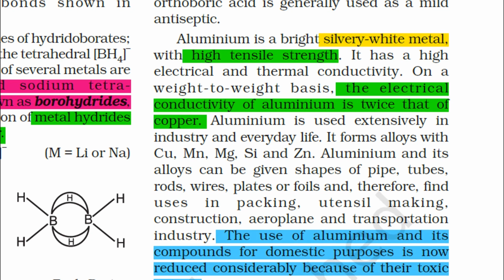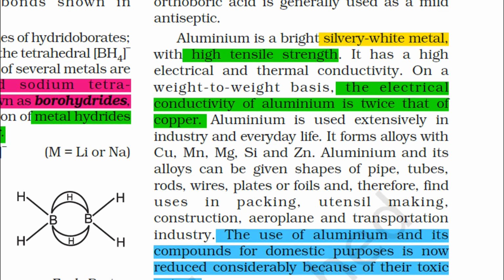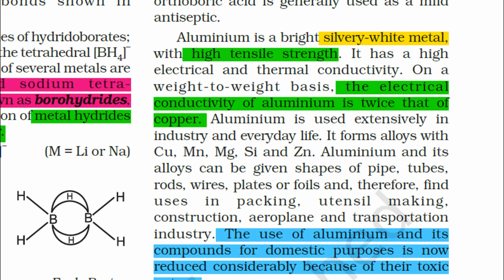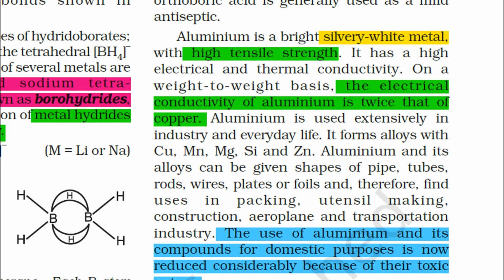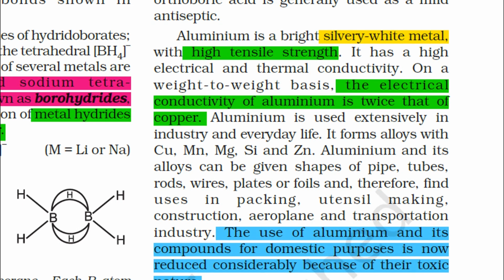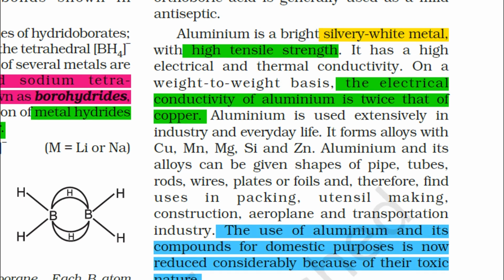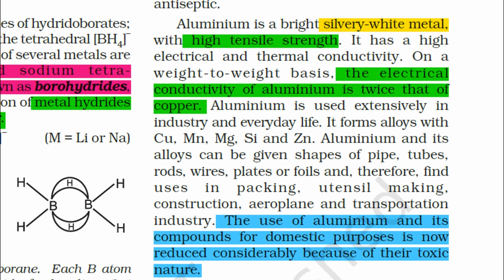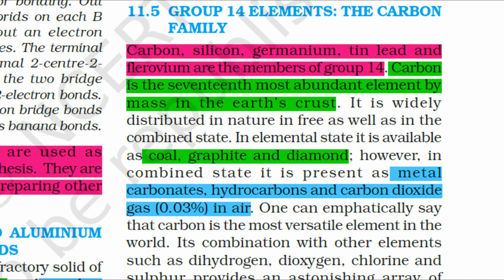Aluminium is used extensively in industry and everyday life. It forms alloys with copper, manganese, magnesium, silicon and zinc. Aluminium and its alloys can be given shapes of pipes, tubes, rods, wires, plates or foils, and therefore find uses in packing, utensil making, construction, aeroplane and transportation industry. The use of aluminium and its compounds for domestic purposes is now reduced considerably because of their toxic nature.